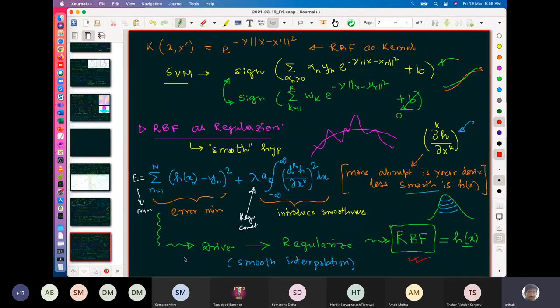Because you do not know the unknowns, the out of sample you do not know, right? So the in sample and the regularization are the two things that you have in your hand.